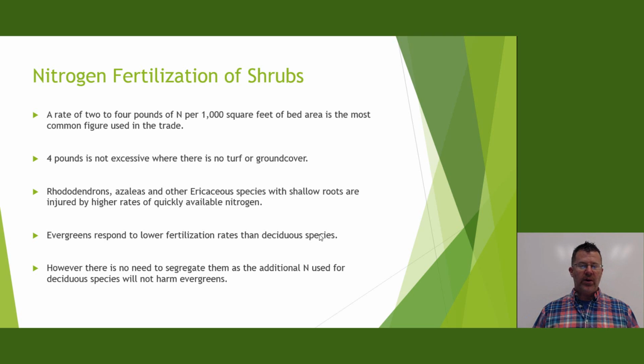Rhododendrons, azaleas, other Ericaceae species with shallow roots are injured by the higher rates of quickly available nitrogen. Evergreens respond to lower fertilization rates rather than deciduous trees. We just talked about that. Remember, you don't have to segregate them, because additional nitrogen is not going to harm the evergreens. You would use the rates recommended for your deciduous trees and shrubs.